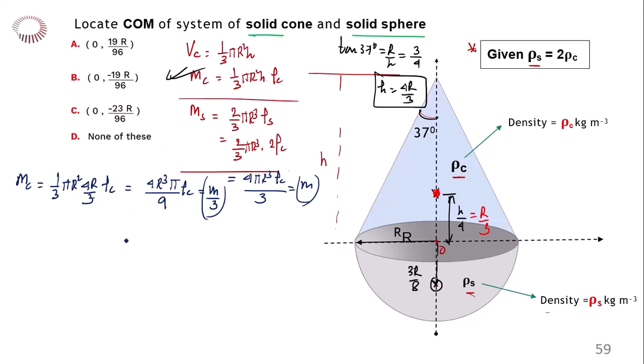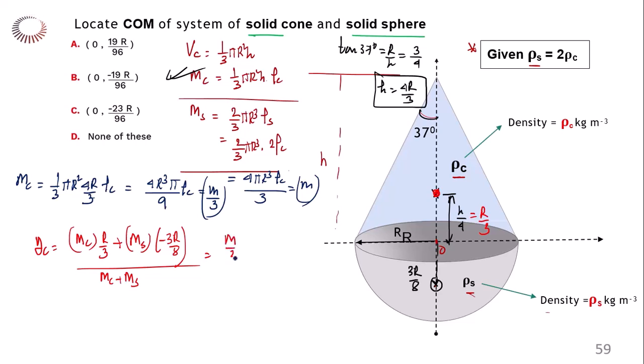So finally, the y coordinate of the center of mass, yc, can be written as mass of the cone into r by 3 plus mass of the sphere into minus 3r by 8. Why minus? Because I am moving downward from this origin. Divided by mc plus ms. Now mc is m by 3, into r by 3. ms is m, so minus 3m r by 8, whole divided by m plus m by 3.